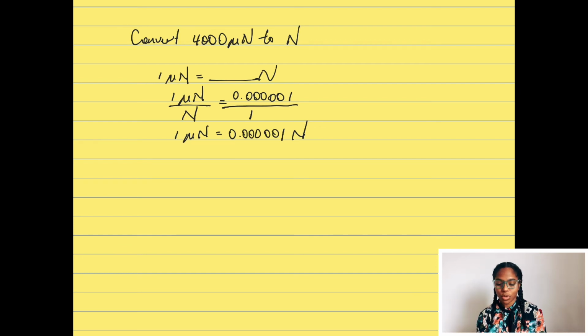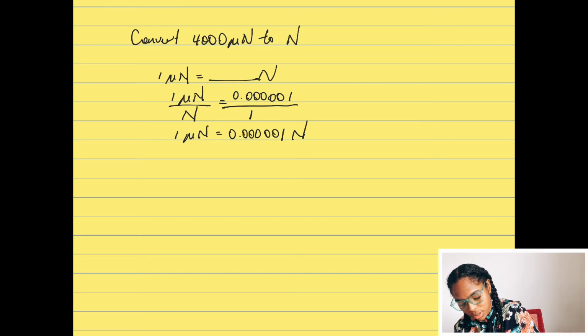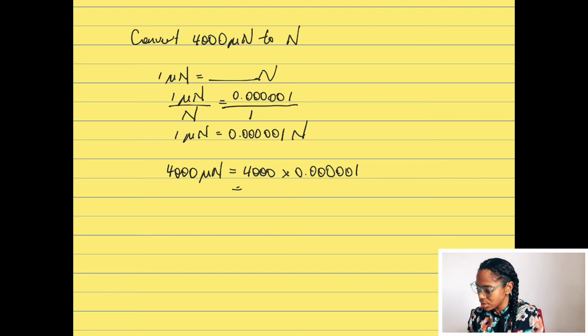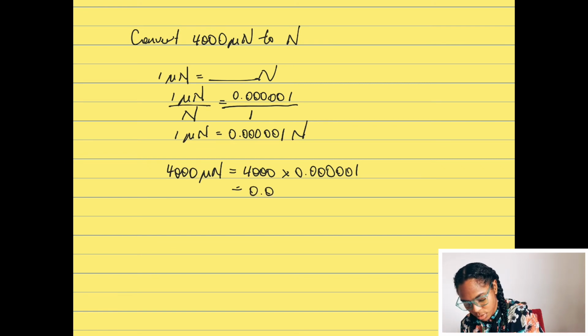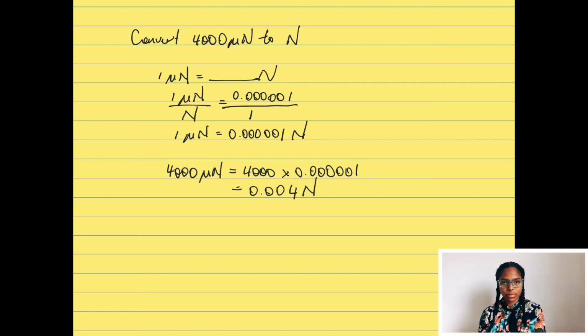How do we find out for 4,000 micronewtons? So if 1 is equal to this, then 4,000 micronewtons will be equal to 4,000 multiplied by 0.000001. Now let's plug that into our calculator. We have 4,000 multiplied by 0.000001 equals 0.004 newtons. And that's the answer.